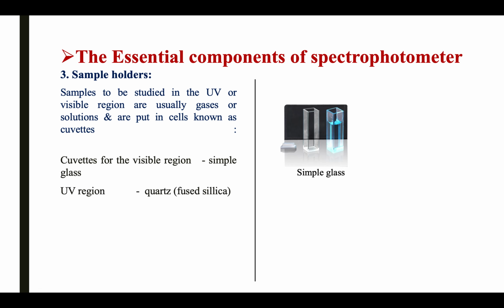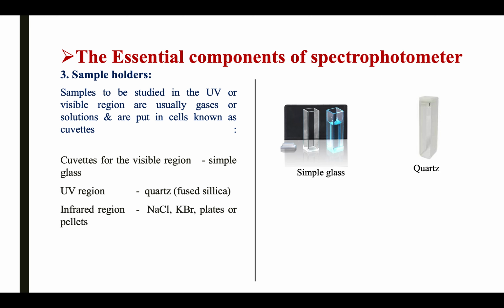For the ultraviolet regions, quartz or fused silica cuvettes are generally used. They look the same, but quartz cuvettes are a little bit heavier than simple glass, and it is a good material. In the UV region, there will be no absorbance by the quartz material. That's why these quartz cuvettes are generally used for the UV regions.